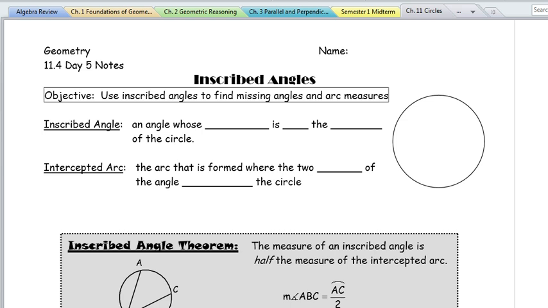Inscribed angle: an angle whose vertex is on the edge of the circle. For example, if we draw an angle in here, it has to be right on the edge of that circle. The intercepted arc, which we've already talked about, is going to be out here, and that's formed where the two rays of the angle meet or touch the circle.